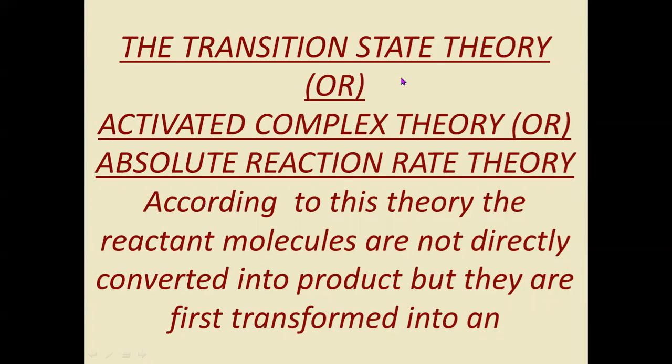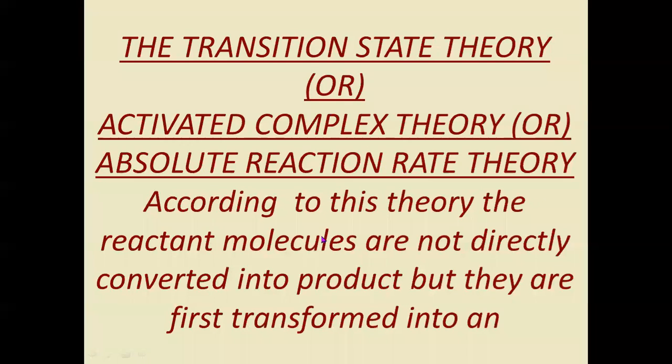Now the second type of theory which explains the rate of the reaction is nothing but activated complex theory, or transition state theory. It is also called absolute reaction rate theory.